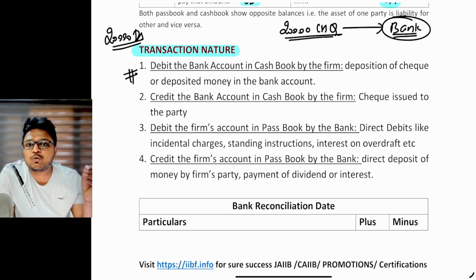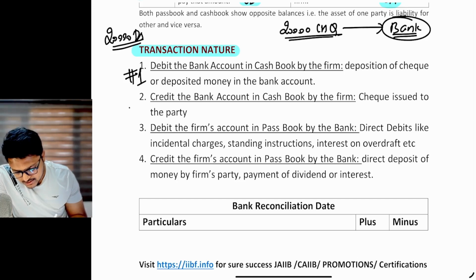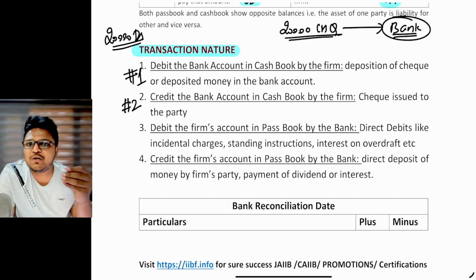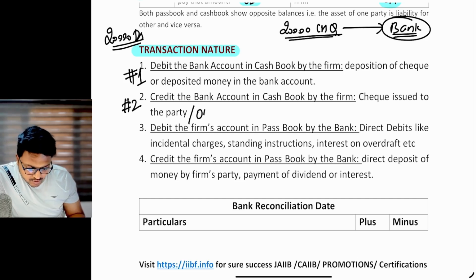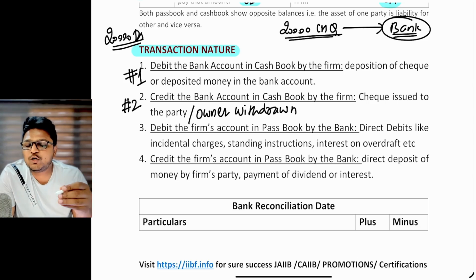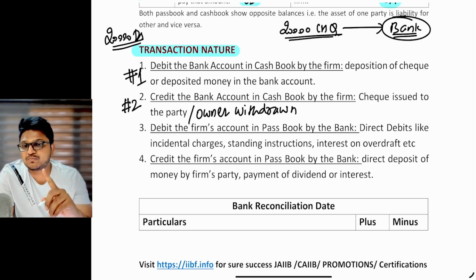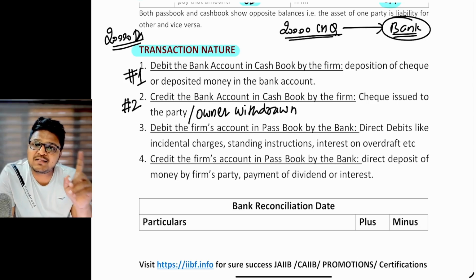And the other transaction could be related to credit the bank account in the cash book. When I'll be crediting the cash book account, when I am to deduct the amount. Let's say I have issued a check to some party, or the owner has withdrawn the money. It may also be the case, right? The owner withdrew the money. A payment was made from the account, right? Or simply we can say a payment was made from the account. That will also be leading to what? That we are to credit the cash book. And debit the passbook means what? That we are debiting the balances from the account over there.